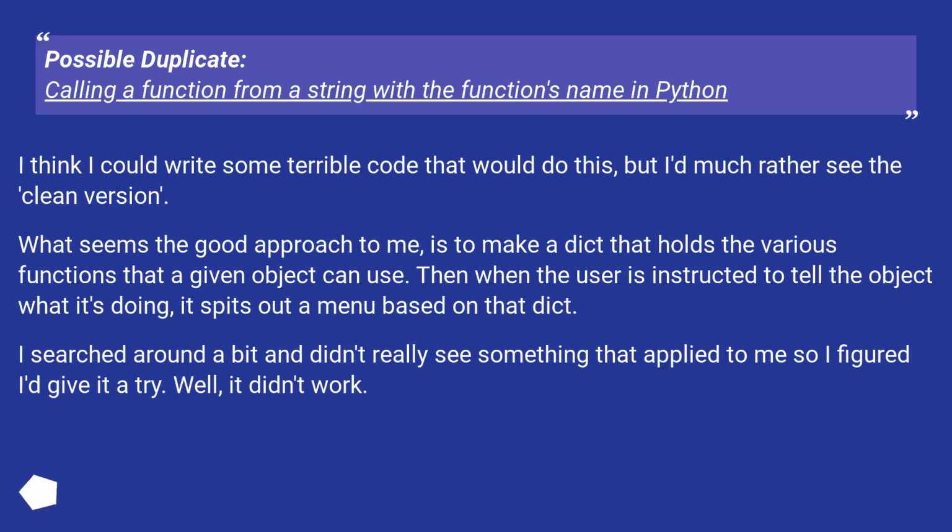I think I could write some terrible code that would do this, but I'd much rather see the clean version. What seems the good approach to me is to make a dict that holds the various functions that a given object can use. Then when the user is instructed to tell the object what it's doing, it spits out a menu based on that dict. I searched around a bit and didn't really see something that applied to me, so I figured I'd give it a try. Well, it didn't work.